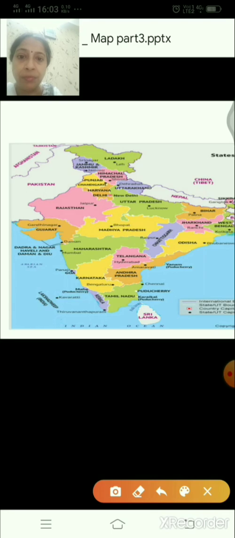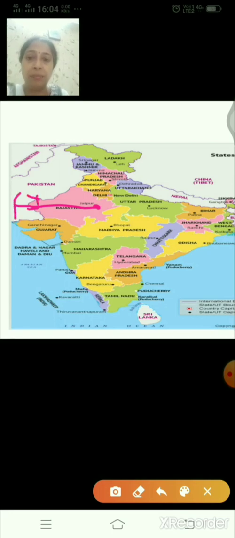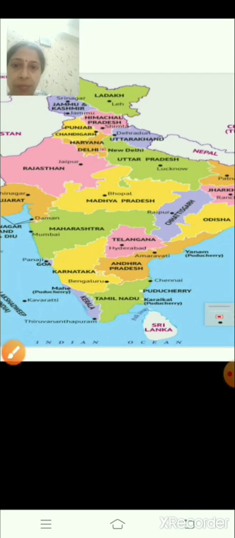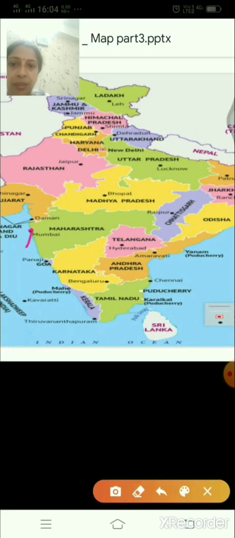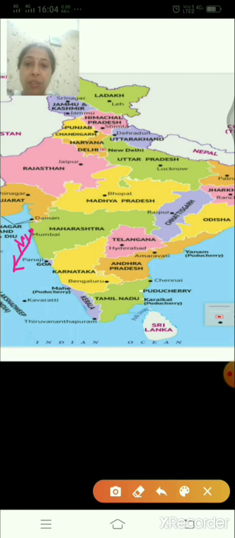Now come to this side. Here, this is Rajasthan. The capital is Jaipur. Put a dot. Then write Jaipur. Next here, this is Maharashtra. You will locate here. Then write Mumbai. Is that clear, students?